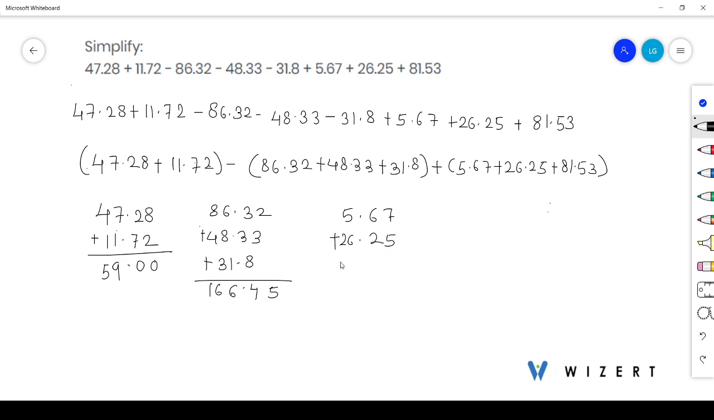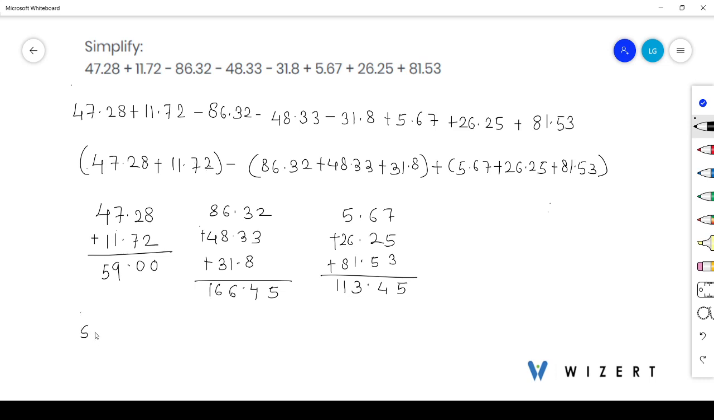Then add this 5.67 plus 26.25 plus 81.53. Now here 7 plus 5 plus 3 is 15, 1 carry over. Then 6 plus 3 is 9 plus 5 is 14, 1 carry over. Then 6 plus 6 plus 1 is 13, 1 carry over. 8 plus 2 is 10 plus 1 is 11.